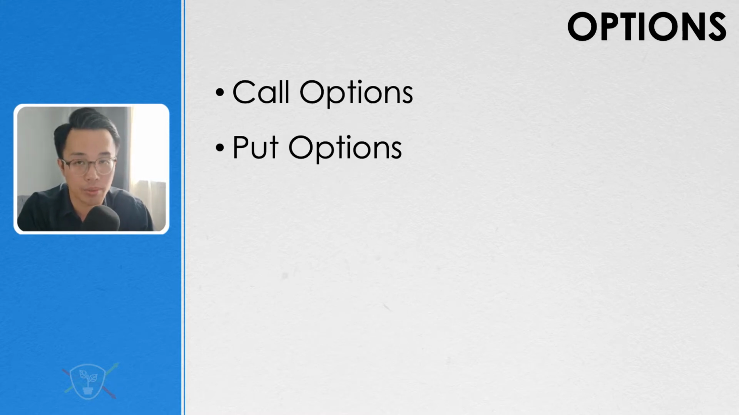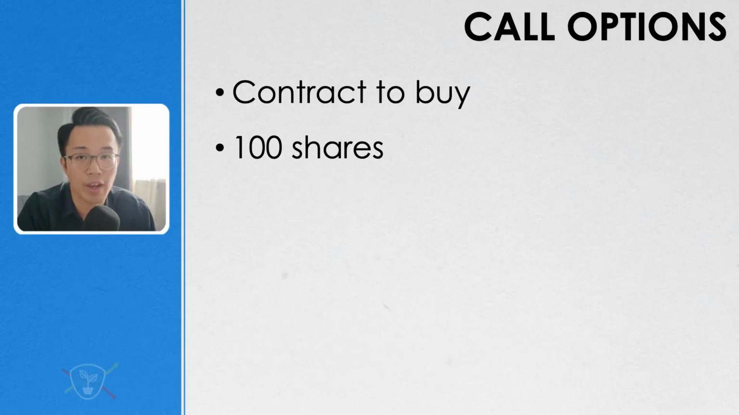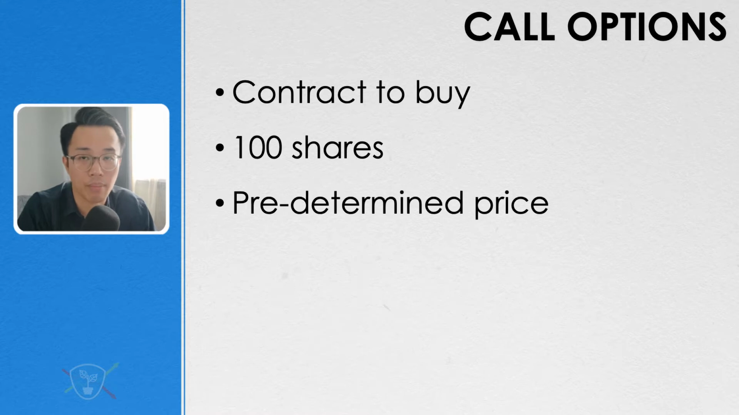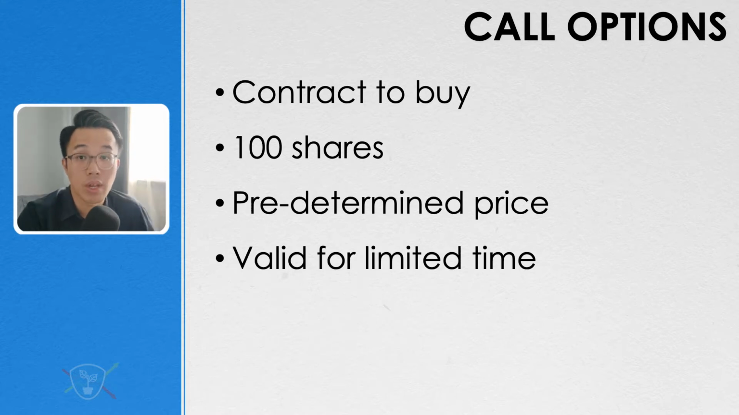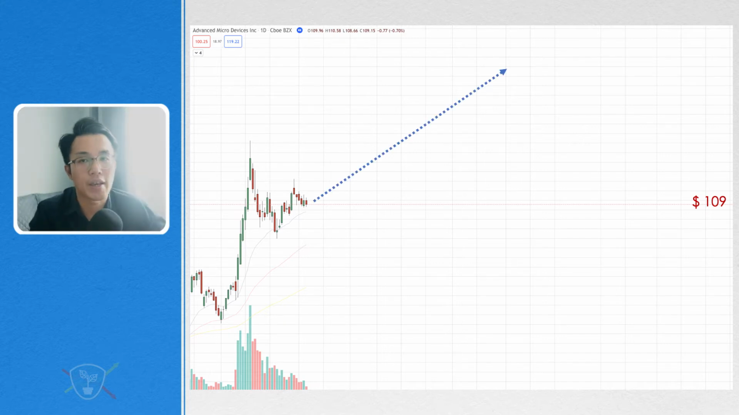So there are two kinds of option contracts: the call option and the put option. A call option is a contract to buy 100 shares of stock at a certain price by a certain date. So let's take a look at an example. The share price of AMD is at $109. Let's say I think AMD share price will increase quite significantly, but I'm not 100% sure about it, and I don't really know if I should buy 100 shares of it today.